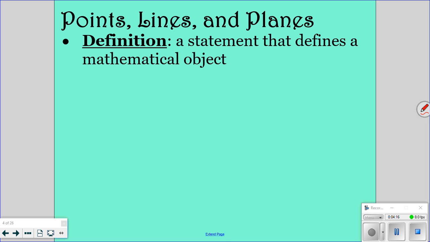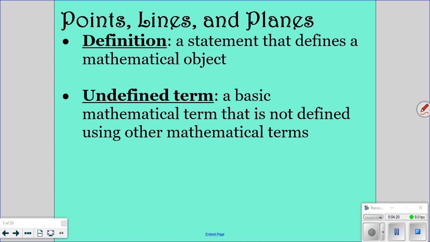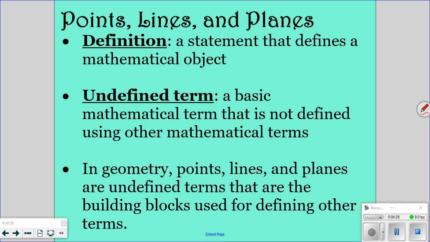So definition is just a statement that defines a term. If you have an undefined term, that is a basic mathematical term that is not defined using other mathematical terms. And there are some undefined terms. Points, lines, and planes are all undefined terms because they are the building blocks that are used for defining other terms. So we can explain what a point, line, and a plane are, but they are technically undefined.